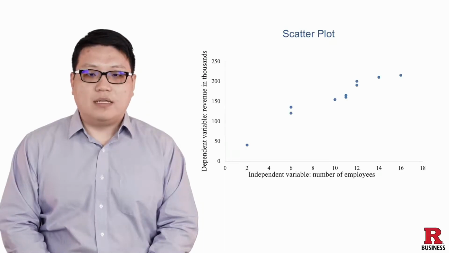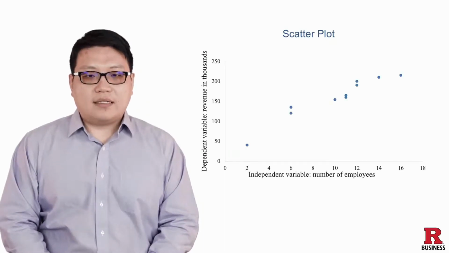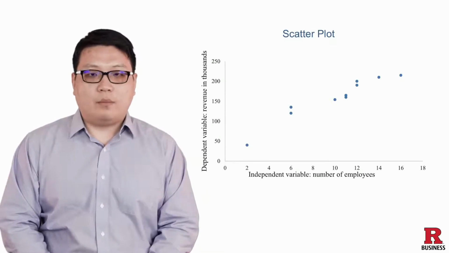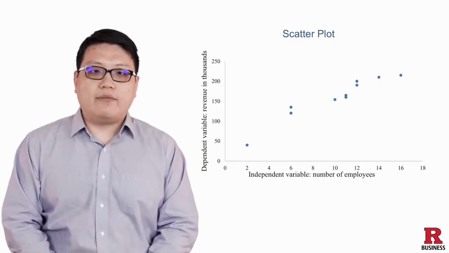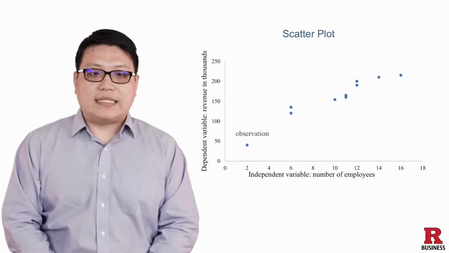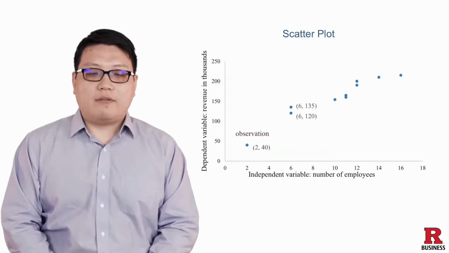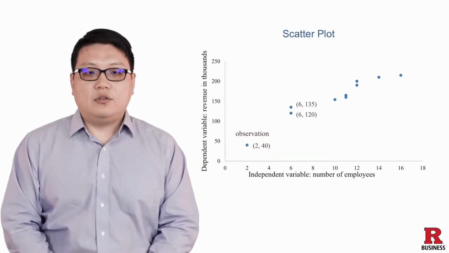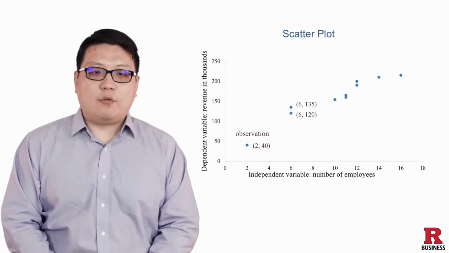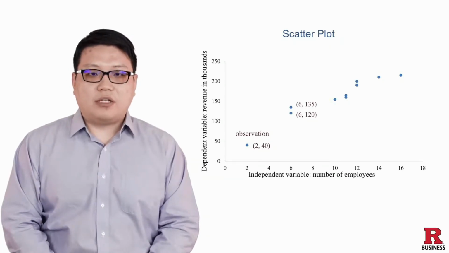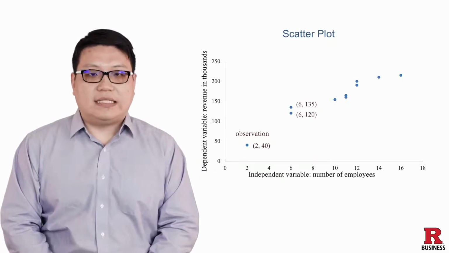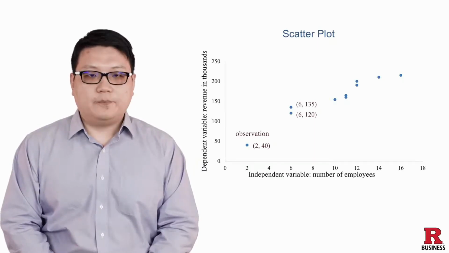To form the regression, the first thing we do is plot them on a scatter plot. Again, the horizontal axis represents the independent variable, the number of employees, and the vertical axis represents the dependent variable, revenue. These dots are observations. For example, the first dot represents two employees with 40,000 of revenue. Each dot represents a store, and we can see there are two stores that have the same number of employees, 6, but different revenue.